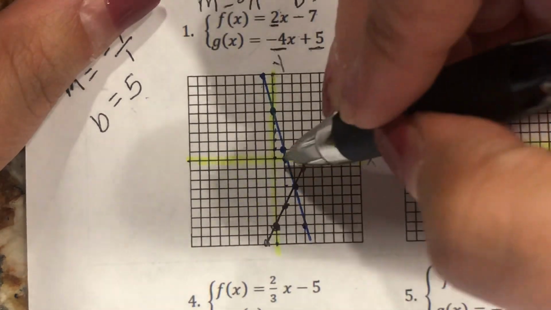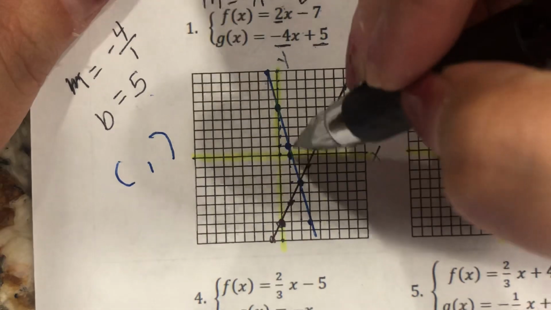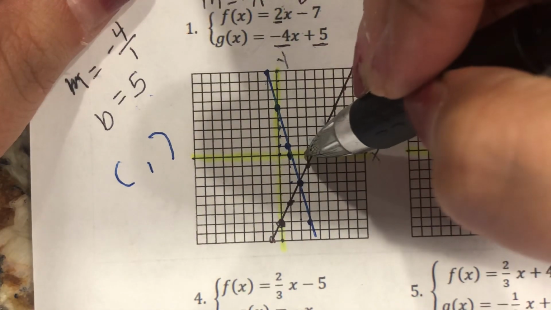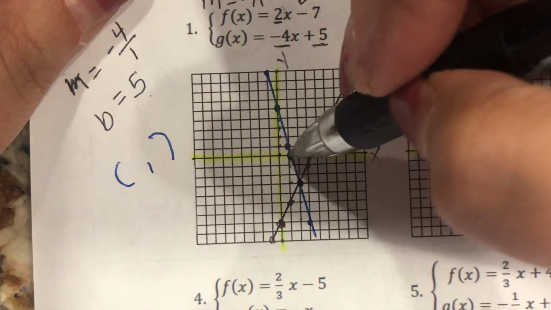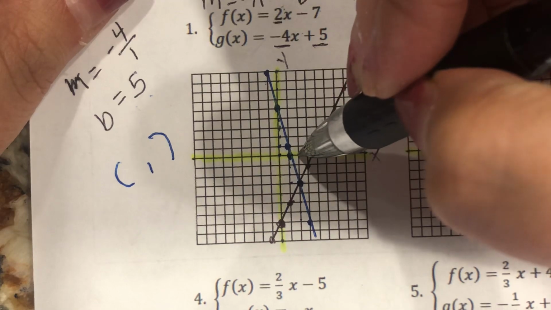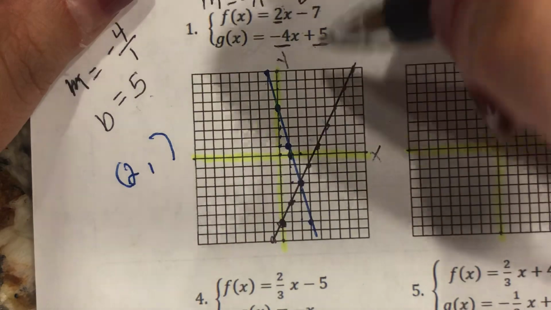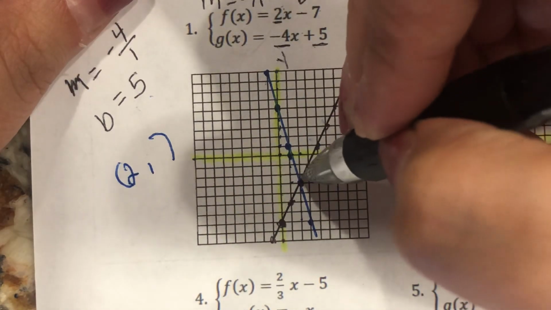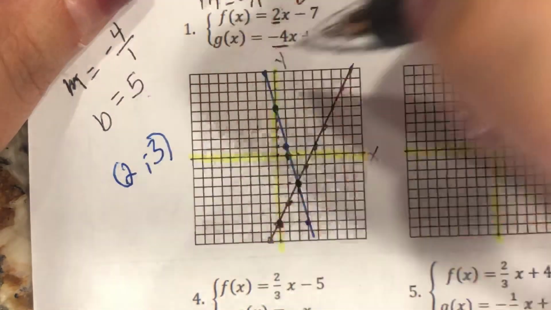So what is our solution? Well, we're going to have a point. And for that point, we count how many we're going to the right or left. X is first, so 1, 2. So it's a +2 because we went to the right. And then 1, 2, 3. -3 because we went down. And that's it.